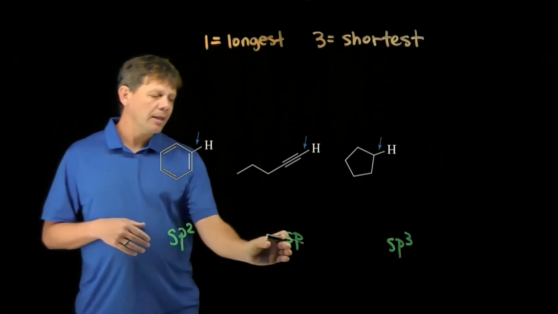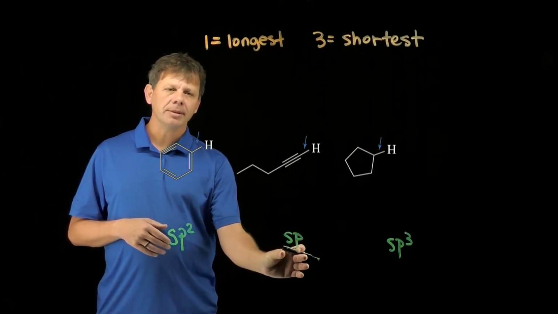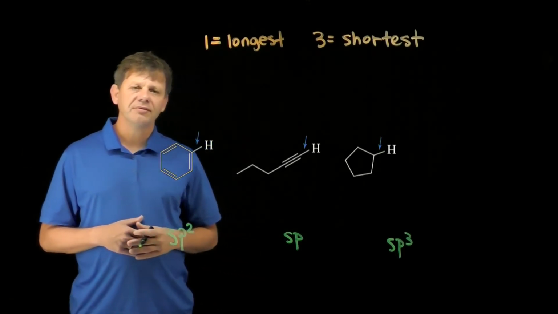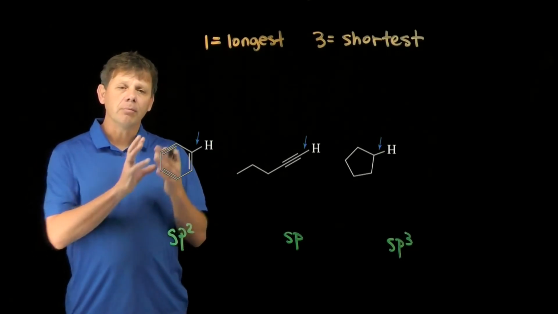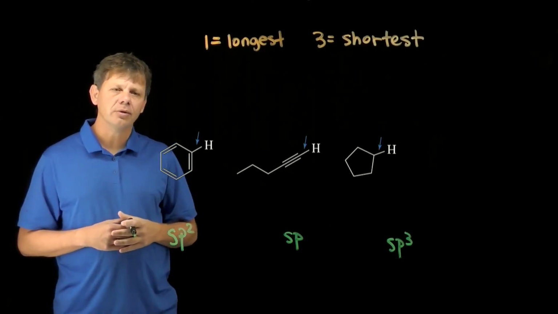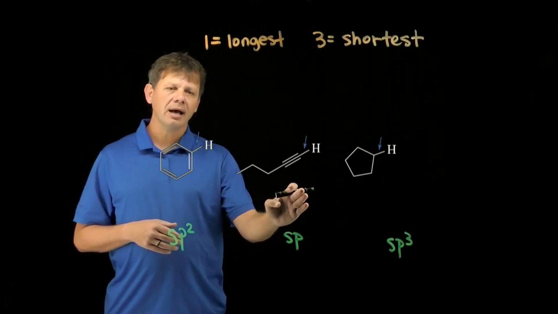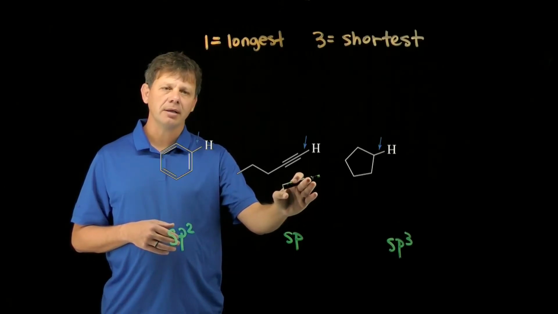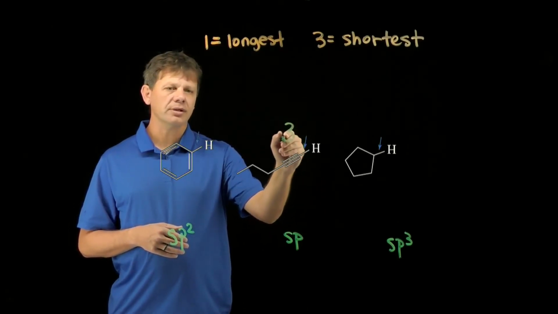Well, what does that mean? An sp hybridized carbon is going to use an orbital that has 50% s character. The more s character that's in the bond, the closer that bond is going to be held to the nucleus. And so the sp hybridized C-H bond is going to be the shortest.